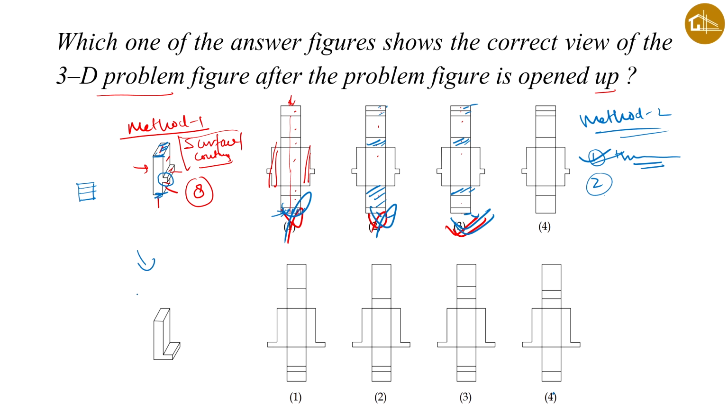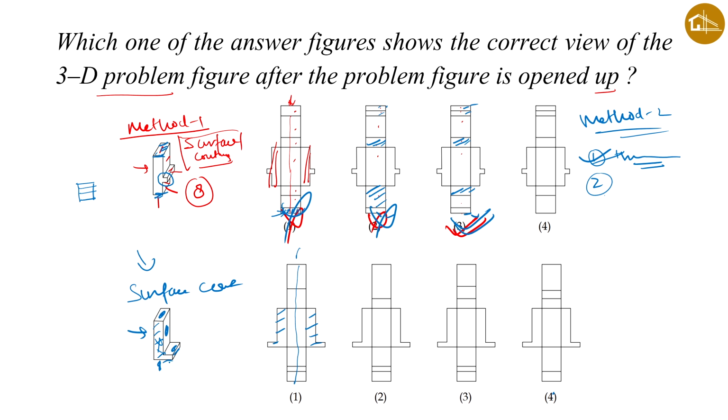So similarly we will do this. We will apply method 1, that is surface counting. We will count the surfaces. We will not count these surfaces, we will count only these surfaces. So let's see how many surfaces there are. So one, this thing, hidden one, 1, 2, 3, 4, 5 and 6. So there are 6 surfaces.